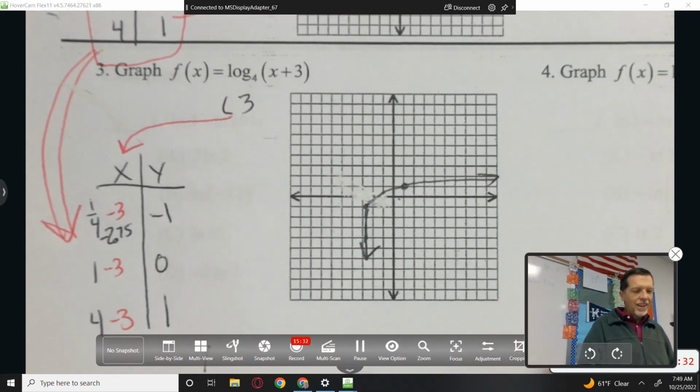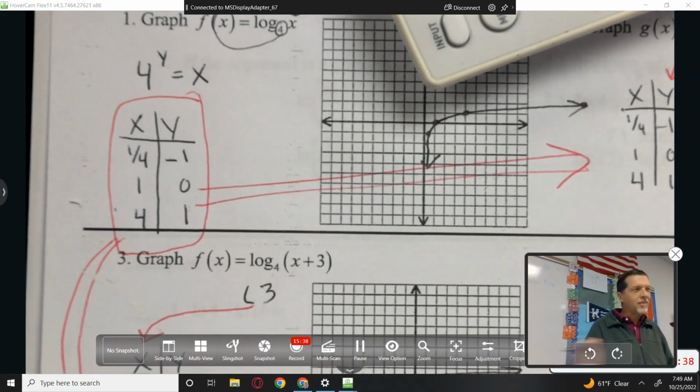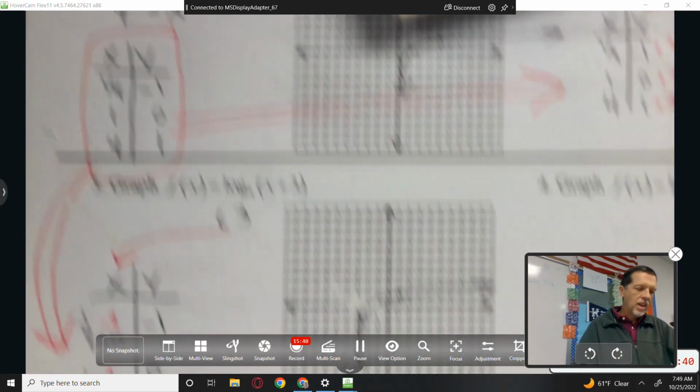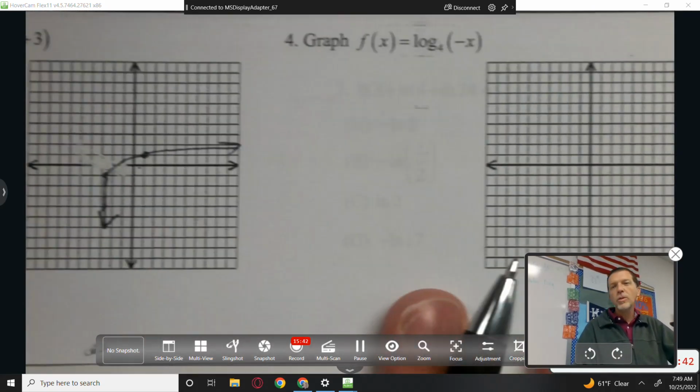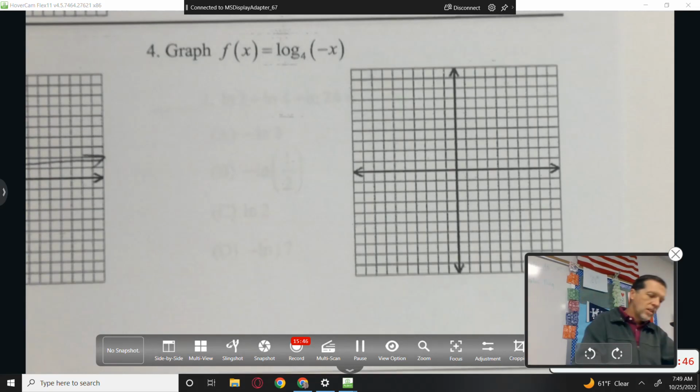So the idea is this is really similar to what we did yesterday. Switch the x and y's at the beginning, but then after that it's kind of the same thing. Do you know your parent functions? Not just do you know your parent functions, do you know the transformations?